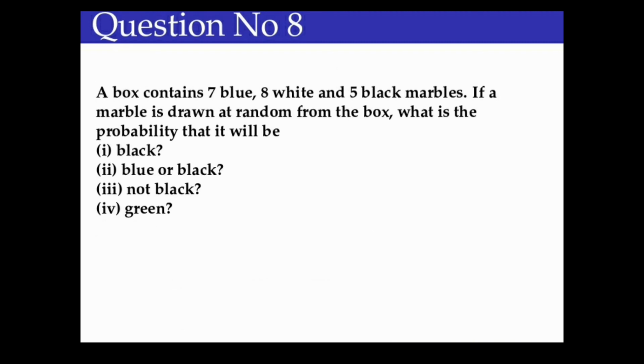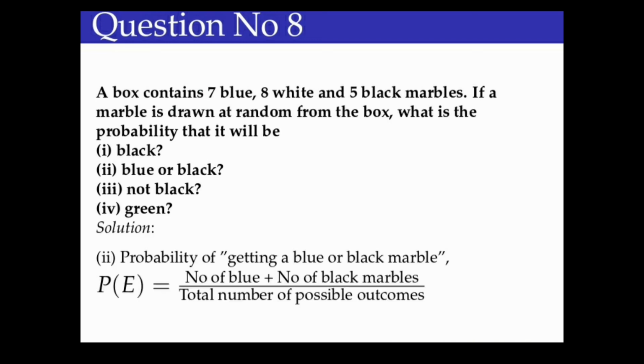Now for part 2, the event E is the sentence in the inverted commas, which is getting a blue or black marble. So what is the number of favorable outcomes for this event E?